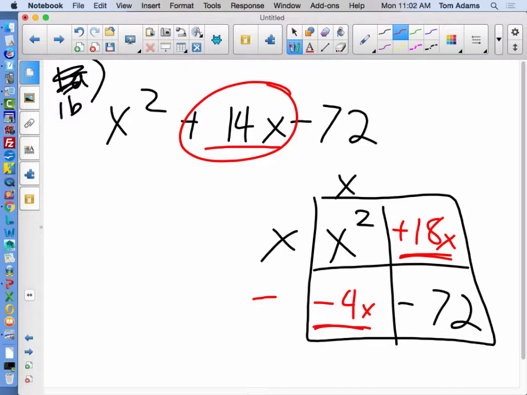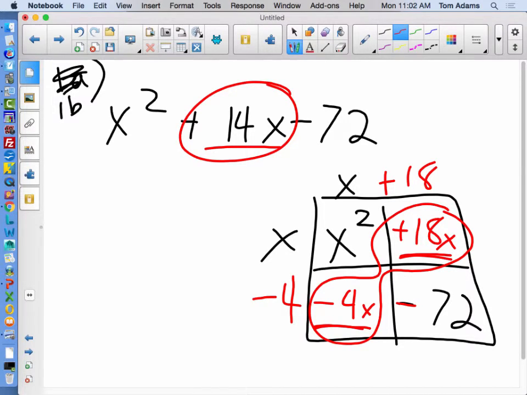Let me finish my thoughts. You guys are jumping ahead of me because you're excited. But basically, as long as one of them's positive and one of them's negative, when I multiply them out, I'll end up with a negative 72. But I want to do it in such a way that when I add these together, I get a positive 14. So in this particular case, 18 has to be positive, so my 18 will be positive. There are scenarios where, if this was a negative 14, then I would need to have negative 18 and a positive 4.